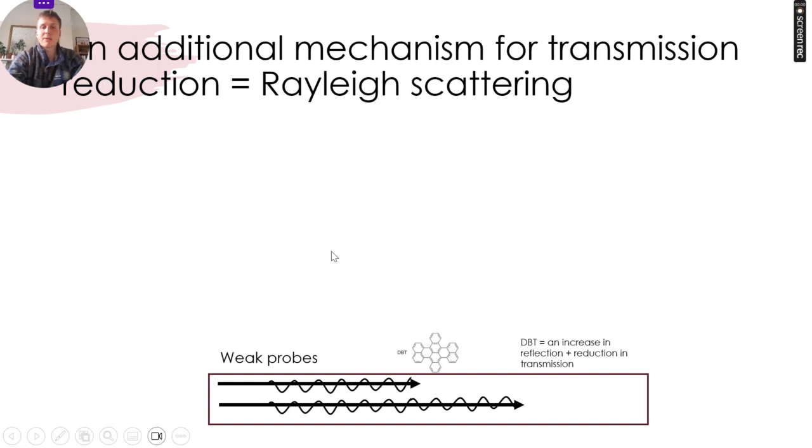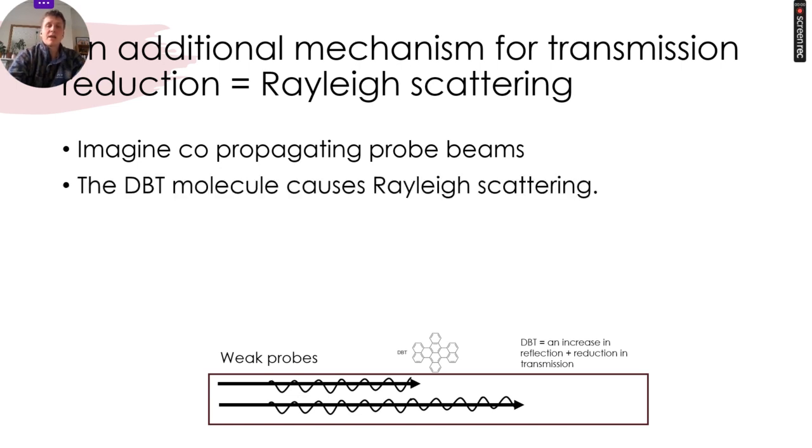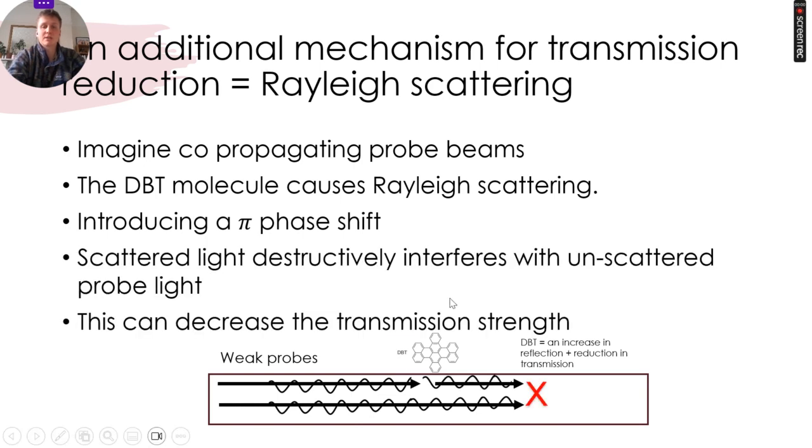And so what happens? You basically have to imagine co-propagating probe beams travelling through this waveguide. And the DBT molecule, even if you had a strong pump light, your probe light is not being absorbed by your DBT molecule. Although it's not being absorbed by the molecule, you can sometimes still get scattering of this light by your DBT molecule. And this Rayleigh scattering essentially causes a pi phase shift to be induced between your co-propagating beams.